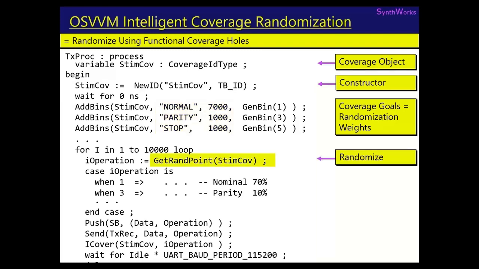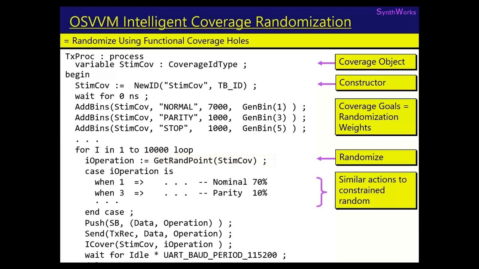So we randomize across the coverage model. And then we're doing that same case statement, just with different values, 1, 3, 5, instead of 0, 1, 2, 3. And then we do the same thing. We push our values into the scoreboard. We do our transaction, and we collect our coverage. This is recording coverage of operations that I'm doing.